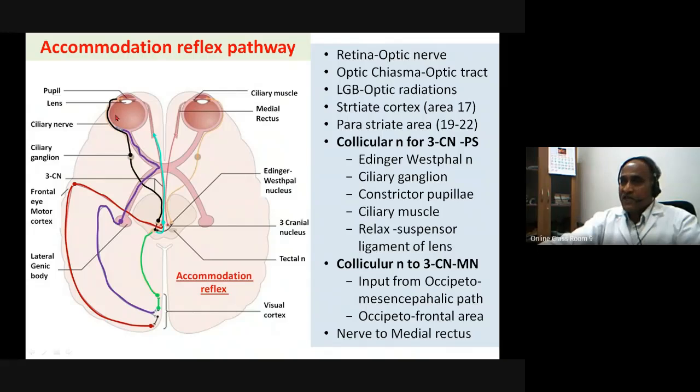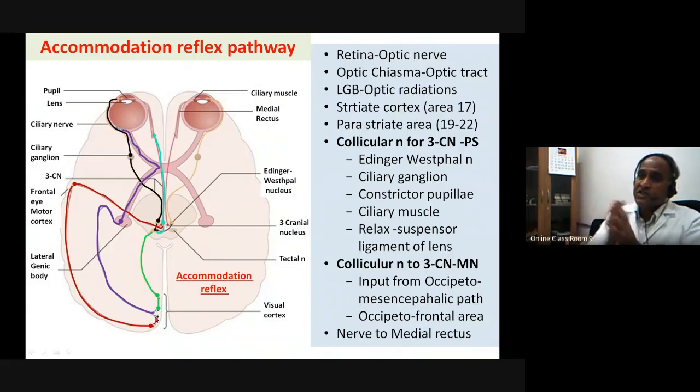So first, the retina as usual. These violet lines, you can see the retina. From the retina, the pathway reaches the lateral geniculate body and then the occipital cortex. This is the entire visual pathway. From here, the visual cortex is area 17, and areas 19 to 20, the parastriate cortex by the side of this visual cortex, where it is relayed.